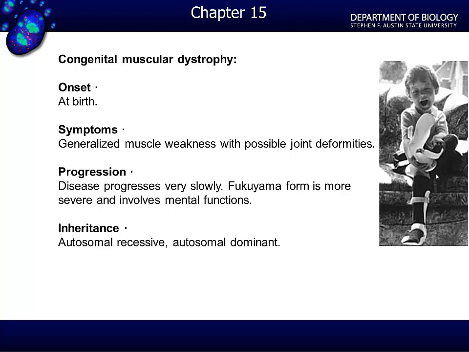There are several different forms of this. And the Fukuyama form of this congenital muscular dystrophy is much more severe, and often it will include some mental deficiencies along with this. Now, this is an inheritable disease. It is autosomal recessive. It can also, for other forms, be autosomal dominant. So sometimes you can predict this, but for many of these individuals, genetic counseling is an absolute must before they think about having a child of their own.